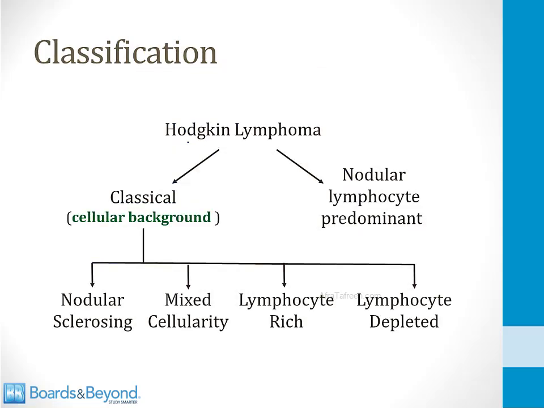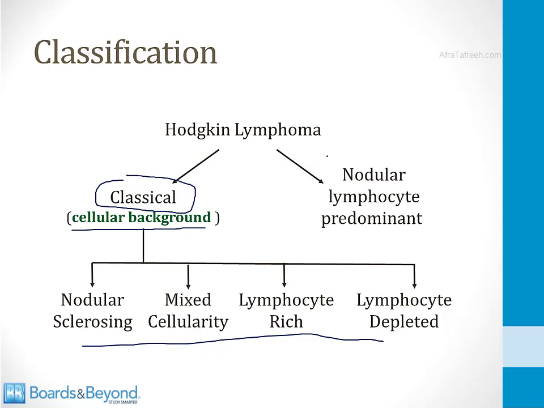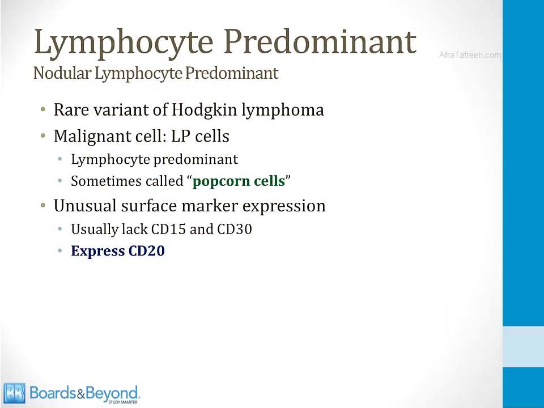There are a number of subtypes of Hodgkin lymphoma, and I've shown you the way they are classified on this slide. So most patients have the classical form of Hodgkin lymphoma. This form is classified by the cellular background surrounding the Reed-Sternberg cells, and we'll talk about all four of these types in the next few slides. There is a rare type that has cells that are a variant of Reed-Sternberg cells, and that's called the nodular lymphocyte predominant type of Hodgkin lymphoma. So we'll talk about that rare type first.